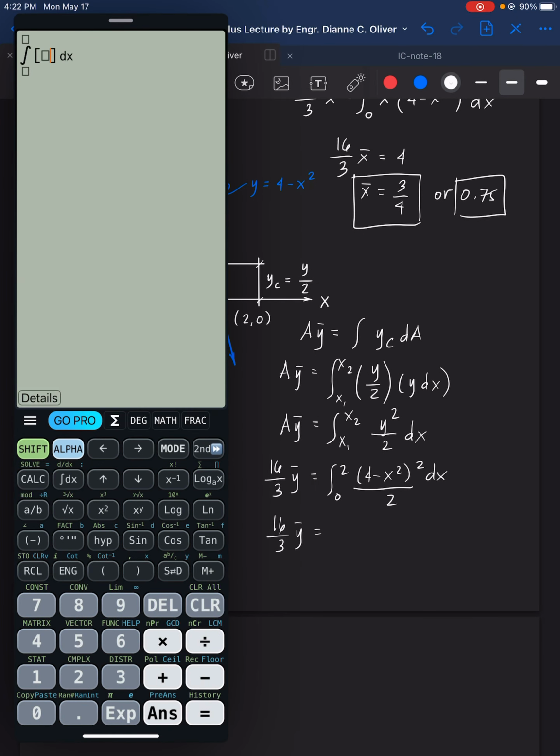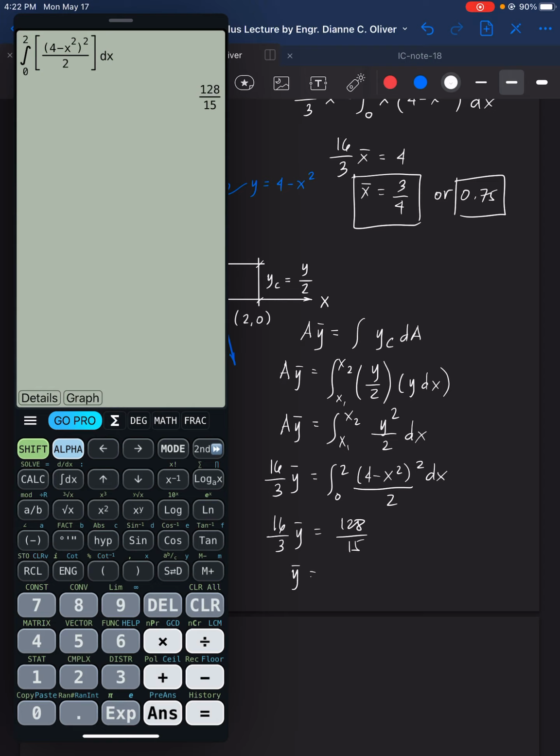So the integral of 4 minus x squared, over 2, with lower limit 0 and upper limit 2. So we have 128 over 15.